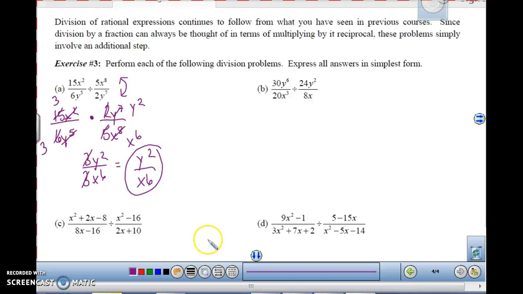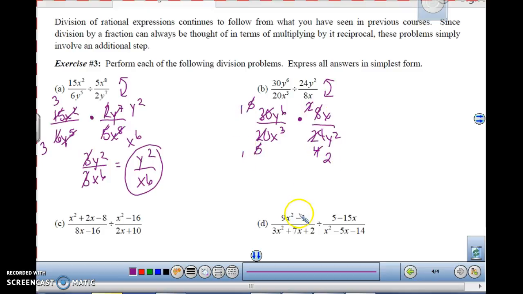So it's basically the same thing that we just did, except you have to remember to flip your second polynomial. So 30y to the 6th over 20x to the 3rd times 8x over 24y squared. Change it to multiplication, flip the second one, and then cancel. 30 and 24 both divide by 6, so this becomes a 5, this becomes a 4. 20 and 8 divide by 4, so this is going to become a 2, this is going to become a 5. And then up and down, 5 cancels 5, leaving 1. 2 cancels 4, leaving 2. So there's my numbers.